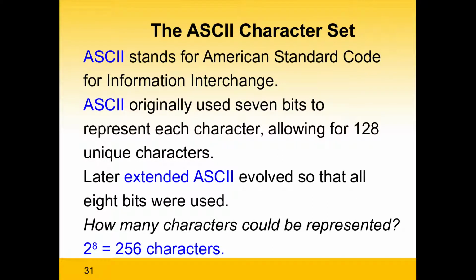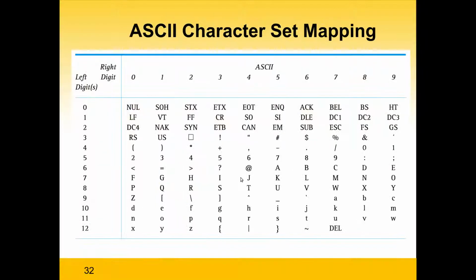Later on, they modified the character set and called it the extended ASCII, because they allowed all 8 bits, which meant that a total of 256 characters could be represented. This is the original ASCII character set that used only 7 bits to represent characters. As you can see, it's 0 through 12, that's 13 rows, and 0 through 9, that's 10 columns. Times 13, that's 130, minus 2 positions that were not used, that's 128. So these are the 128 characters represented in the original ASCII character set.